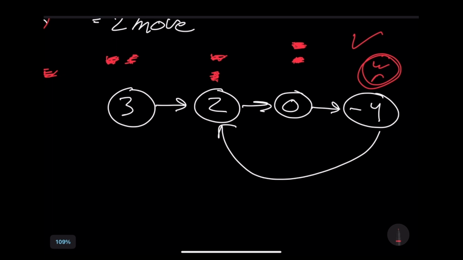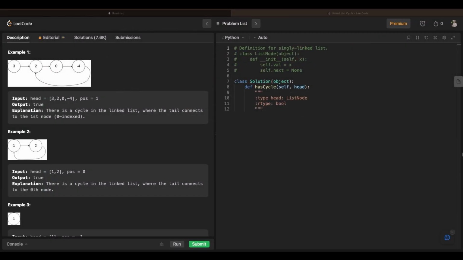So let's go to the code and try it out. I'll be quite thrilled if this does work, because this walker runner thing is something from several years ago in uni. Okay, so all I have access to is head, so we can say walker equals head and runner equals head.